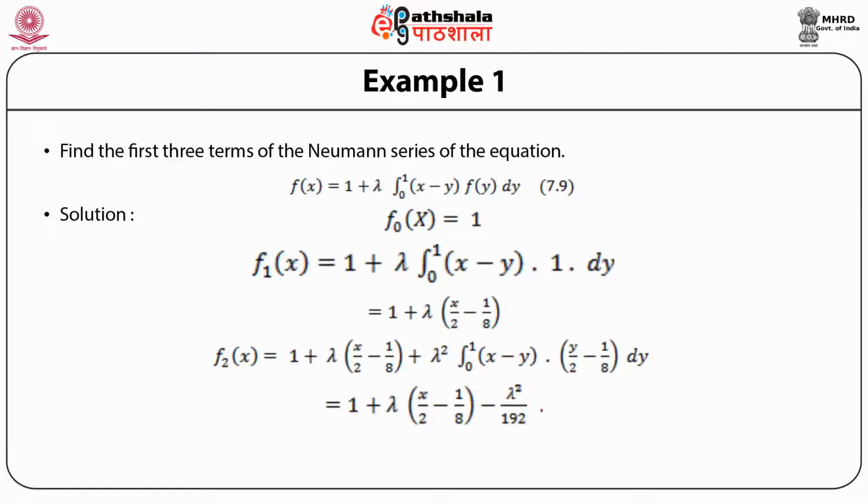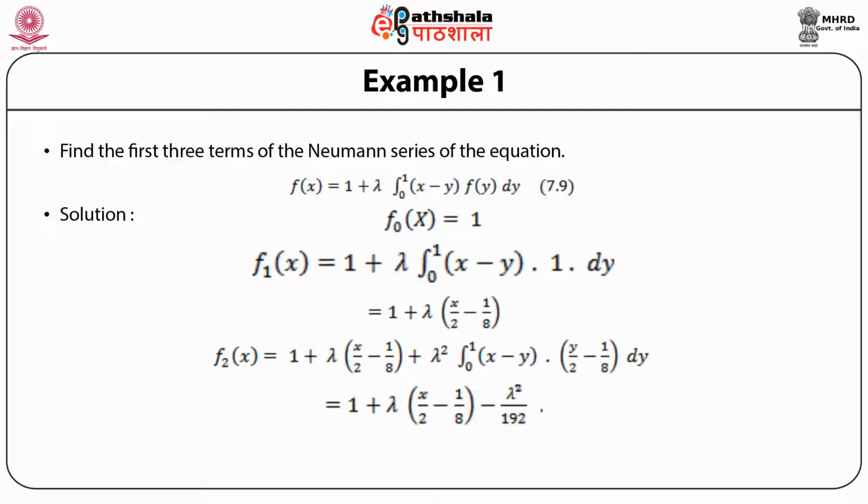Obviously, in the lowest order in lambda, f0(x) is equal to 1. Now, f1(x) is equal to 1 plus lambda integral 0 to 1 of x minus y, and substitute f of the lowest order term for f of y, which is f0(y), which is equal to 1. So, you have f1(x) is equal to 1 plus lambda integral 0 to 1 of (x minus y) 1 dy, which is equal to 1 plus lambda (x by 2 minus 1 by 8).